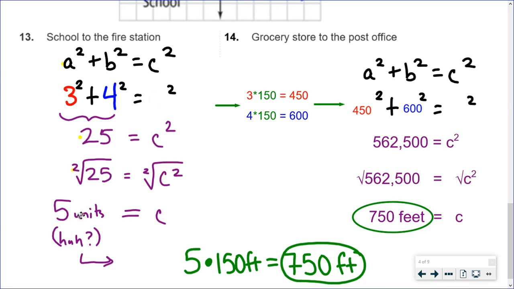So again, you may multiply and change it to real life length at the end, or you may change it to its real life length at the beginning. You will get the same answer.